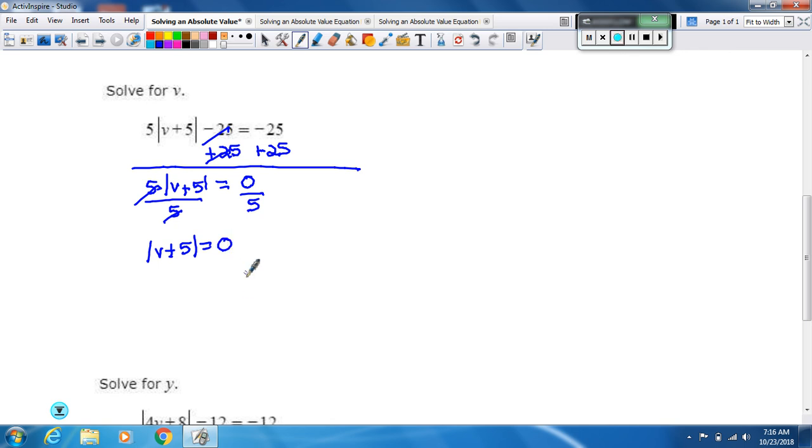Now there is no opposite to 0, so you can just take the symbol away at this time. So v plus 5 equals 0. Subtract 5 on both sides. So this is one example where you're just going to have one answer. Opposites cancel, v equals negative 5.